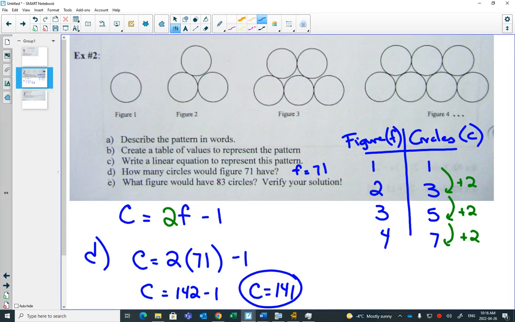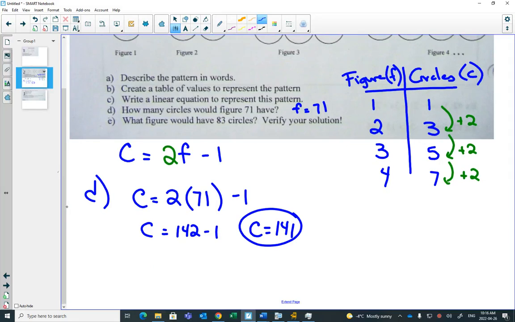What figure would have 83 circles? So part E, what figure would have 83 circles? Now we can plug in 83 for C. In this question, I wouldn't have to put brackets around it, because the brackets are there to hold a number to make sure that if there's multiplying or something, you're not missing that. But here, the 83 is all by itself on the right-hand side of the equation, so we wouldn't need brackets. We still have 2f minus 1. So basically, this is asking, I have a number. It gets multiplied by 2, and I subtract 1, and it's equal to 83.